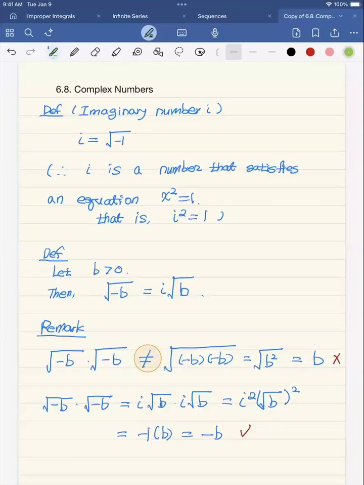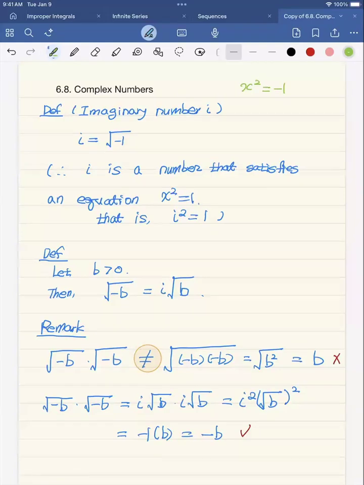In this section, we want to learn about complex numbers. Let's suppose that we have x squared equals minus 1. We try to solve this equation. Then you will say that any real number squared will be greater than or equal to 0. So there must be no solution.